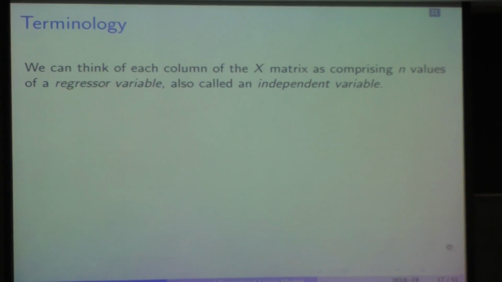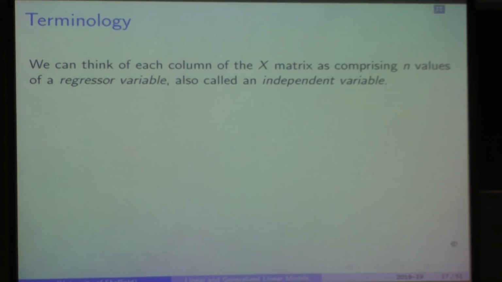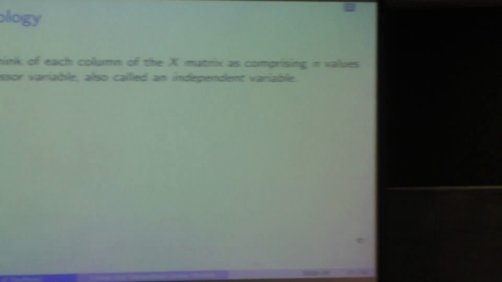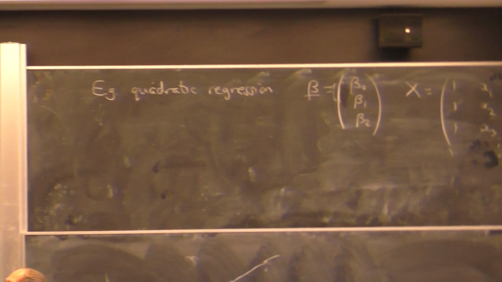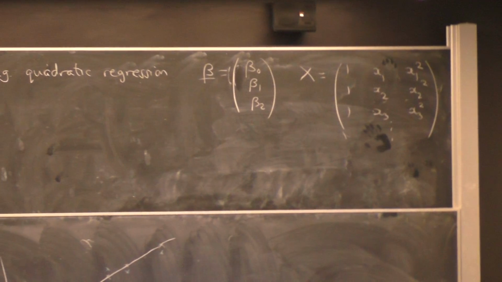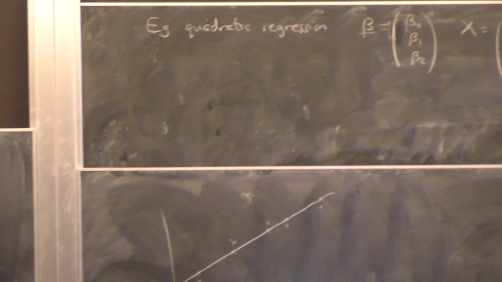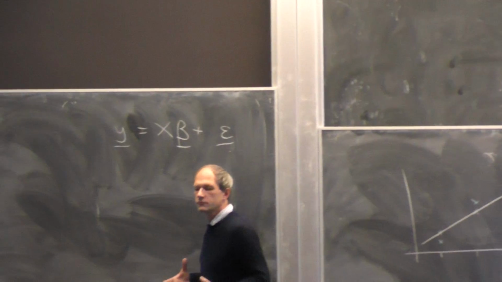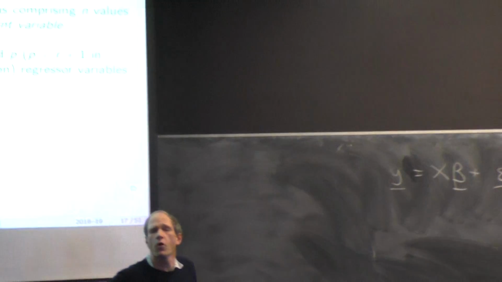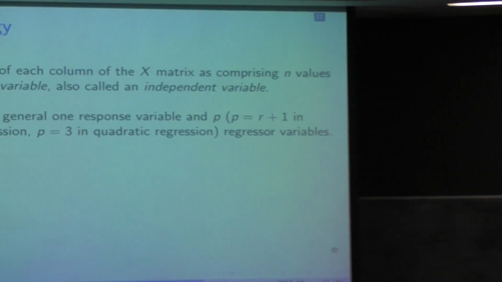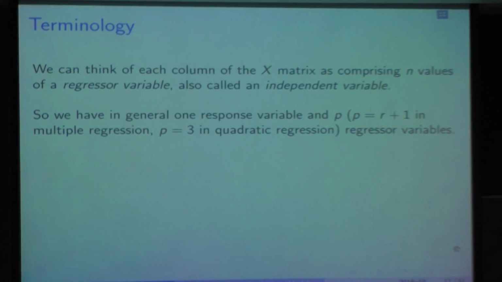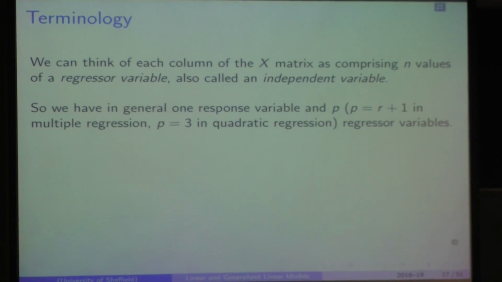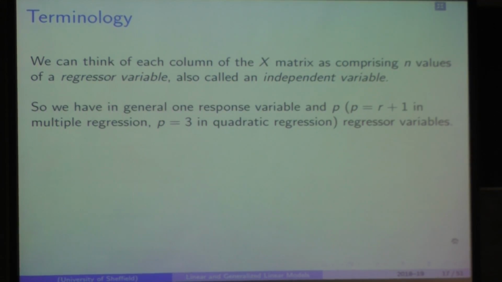So, some terminology. We have our X matrix. There's an example of an X matrix up in the top right of the board over there. Each column of the X matrix defines what we're going to call a regressor variable, which is the independent variables for our model. For the linear model that we've defined, we have one response variable, the y's, and then we have p regressor variables, where p, remember, is the number of columns of the matrix X. And p was 3 for the quadratic case, and it's r plus 1 for the multiple regression.